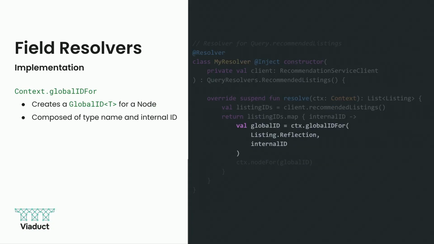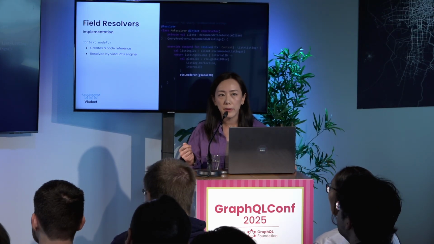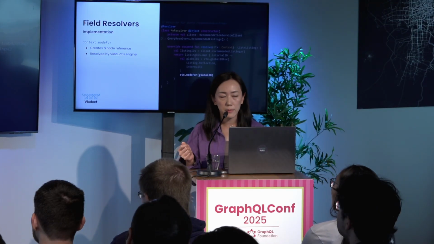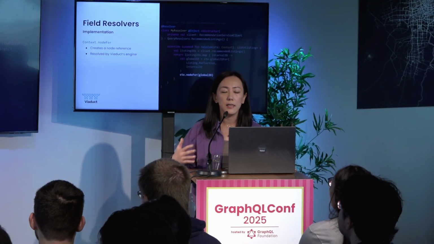So zooming in a bit into how we create these listing objects. Viaduct uses global identifiers, and we have this global ID type that consists of two parts, the node type name and also the internal ID of the node. And then now that you have this global ID for the listing, you can use context.nodeFor to create what we call a node reference for that node. And this node reference tells the Viaduct engine to basically invoke the node resolver and any field resolvers it might need to call to resolve this node.